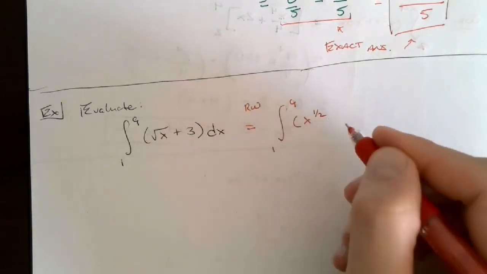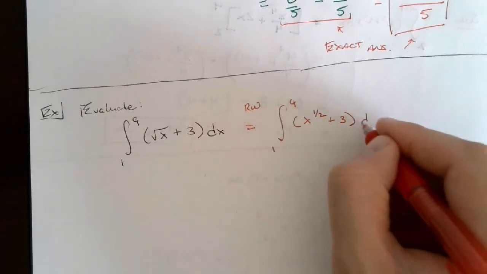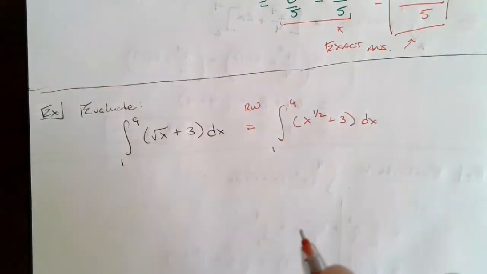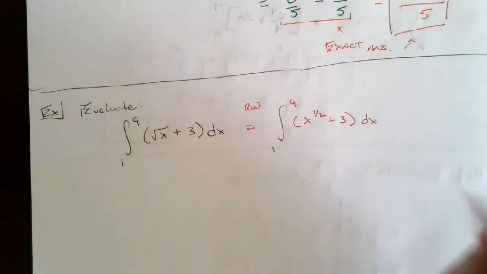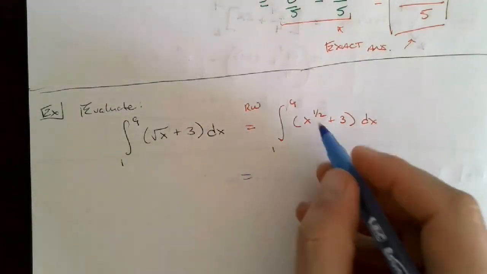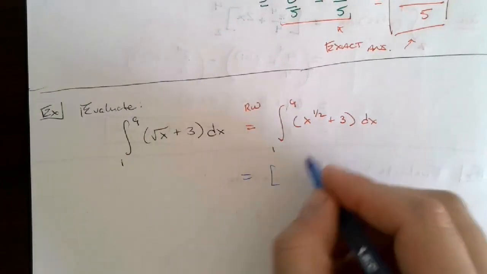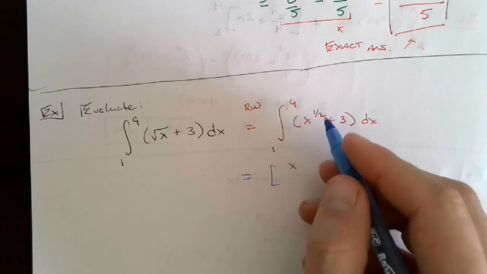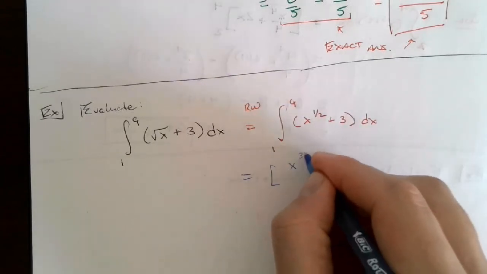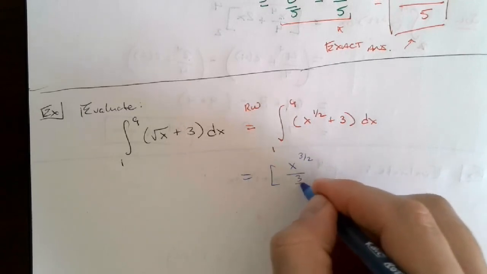It's the 1/2 power. Alright, plus 3 dx. And then once you've done that, now let's take the antiderivative. So the antiderivative of x to the 1/2, well, how do you find that? You add 1 to the power, so 1/2 plus 1 would give you 3/2, and then you divide by that same new exponent, so we divide by 3/2, right?